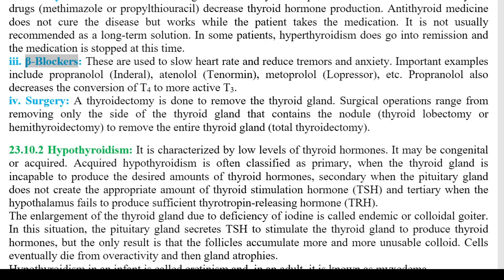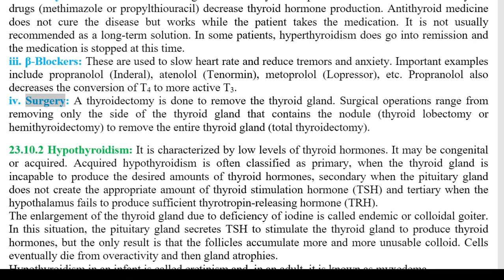3. Beta blockers. These are used to slow heart rate and reduce tremors and anxiety. Important examples include propranolol, Inderal, atenolol, Tenormin, metoprolol, Lopressor, etc. Propranolol also decreases the conversion of T4 to the more active T3.